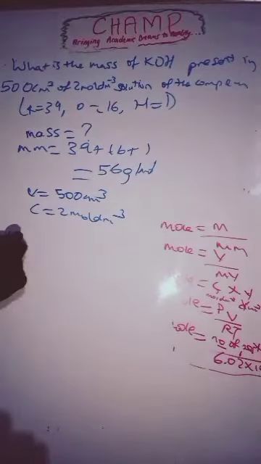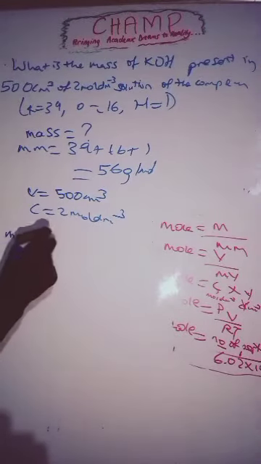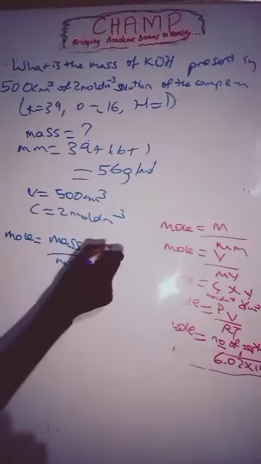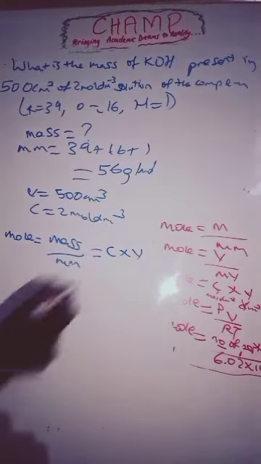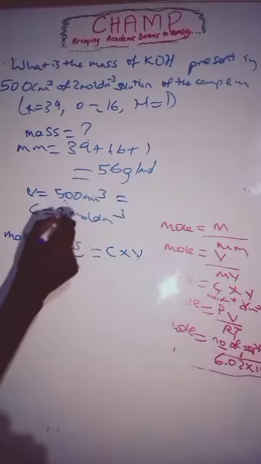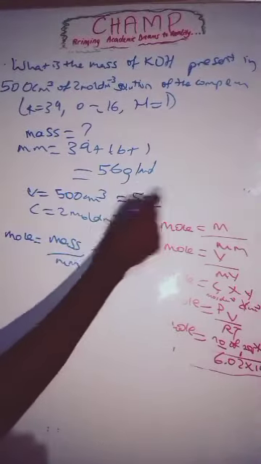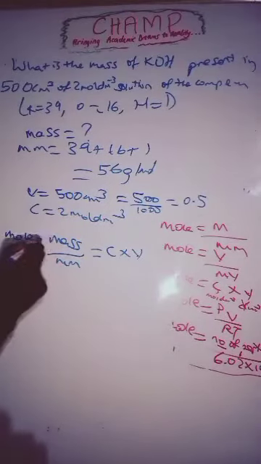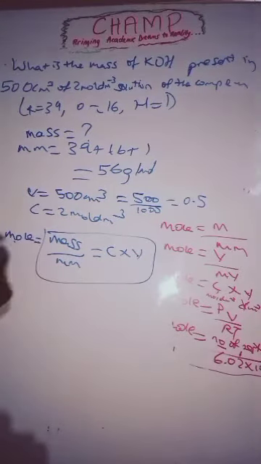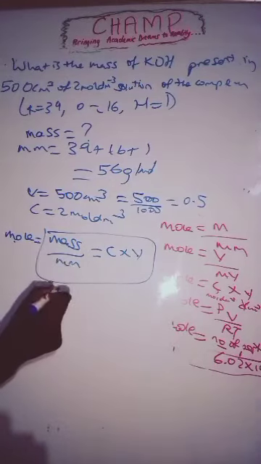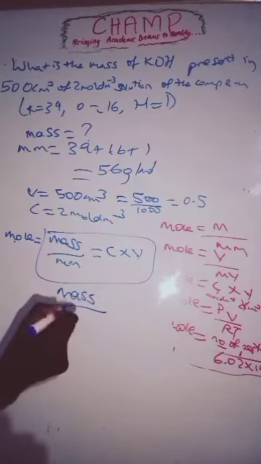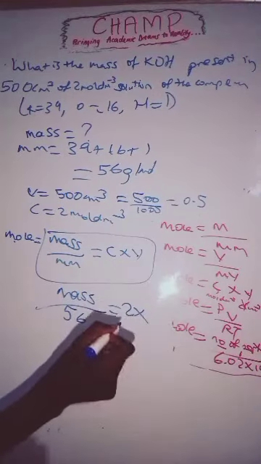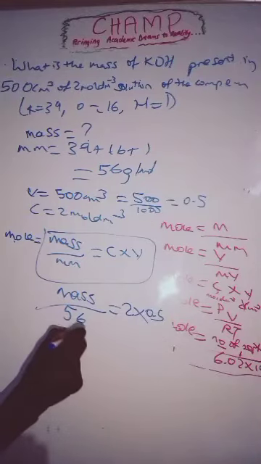Yes, so it's just simple. You all know that your mole is mass over molar mass. And you also know that your mole is concentration times volume. Only that your volume must be in dm cube. So to take this one to dm cube, you have 500 over 1000. That's 0.5. So yes, you can just equate these two since they are both equal to mole. What's your mass now? Your mass we are looking for, over the molar mass, 56, is equal to the concentration, 2, times the volume, 0.5.